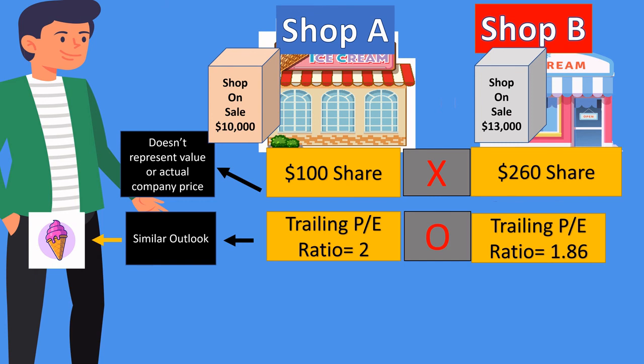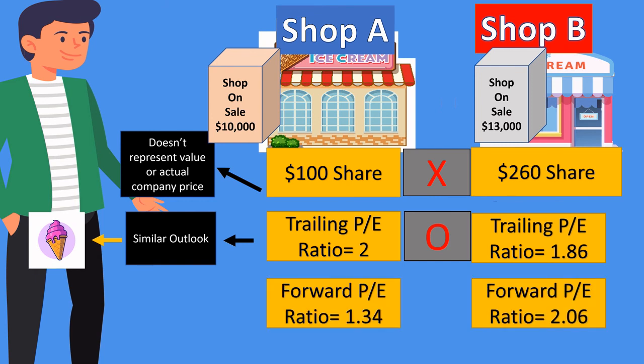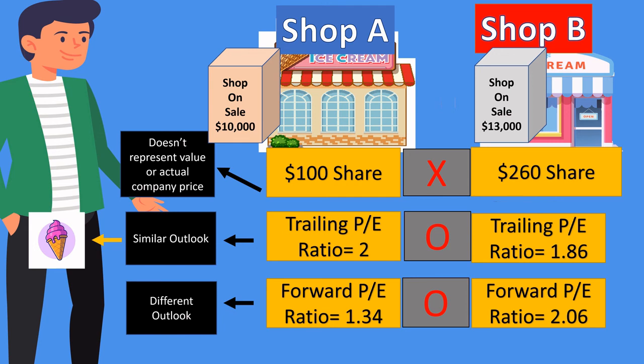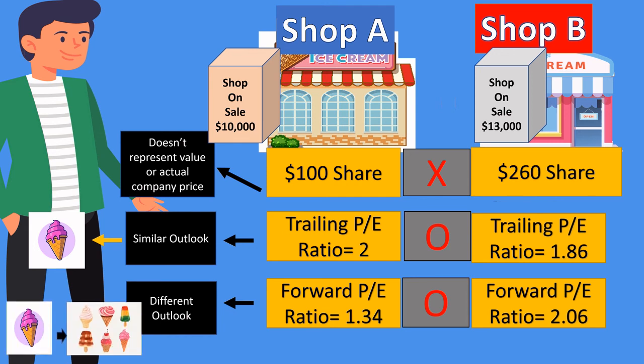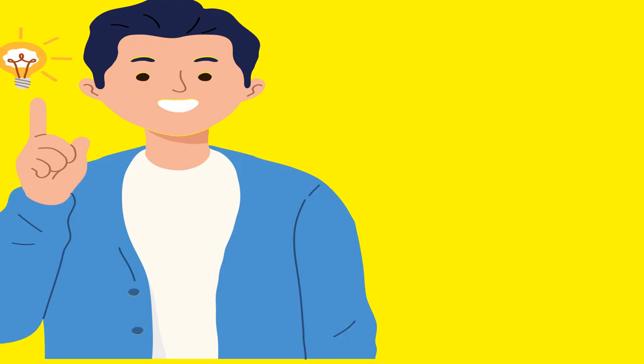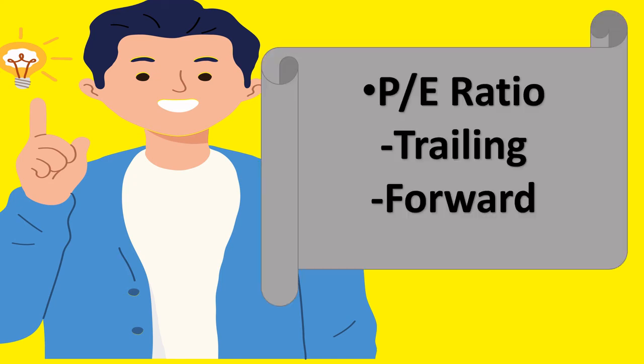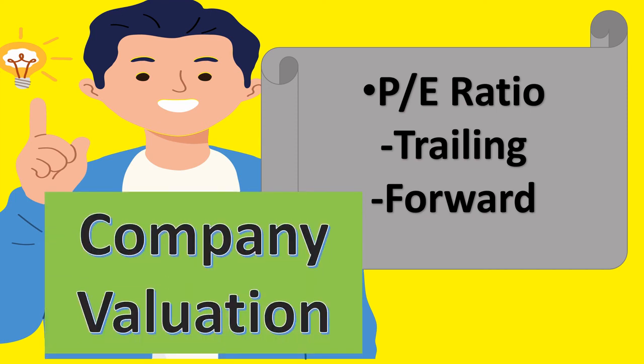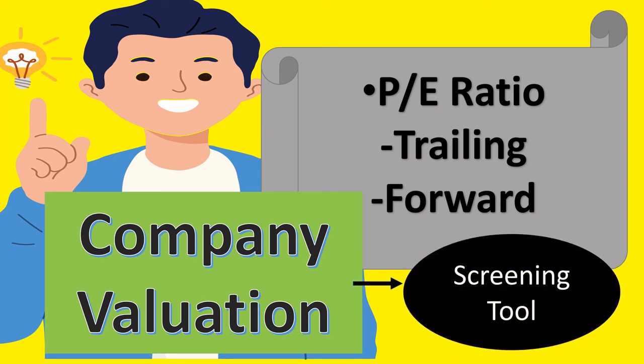Forward PE ratio is a much more useful tool to use if the future performance of the company is to be different to that of the past, just like how Shop A is upgrading its ice cream products and Shop B isn't. In this video, we looked at how to use PE ratio for valuing companies: trailing PE ratio, which looked at past performance, and forward PE ratio, which looked at future performance. It is important to note that PE ratio is used mostly as a screening tool for valuing companies rather than for detailed company valuation.